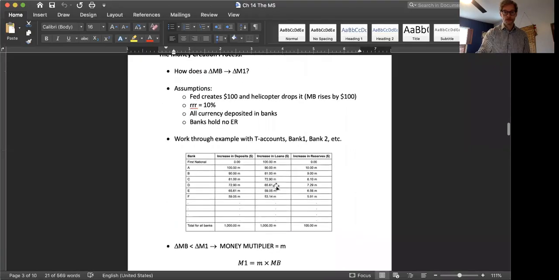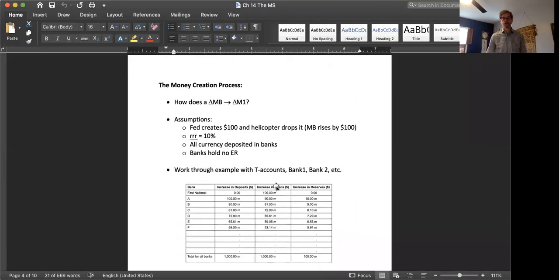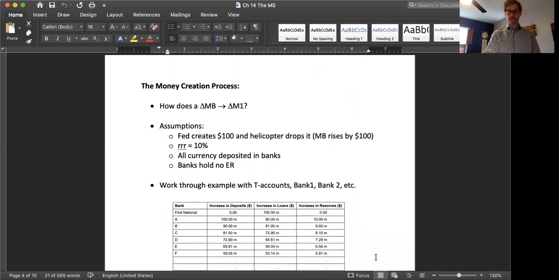All right, so how does a change in the monetary base change M1? So let's work through a very, very simple example here. Let's assume that the Fed creates $100, right? And just get this a little bigger.